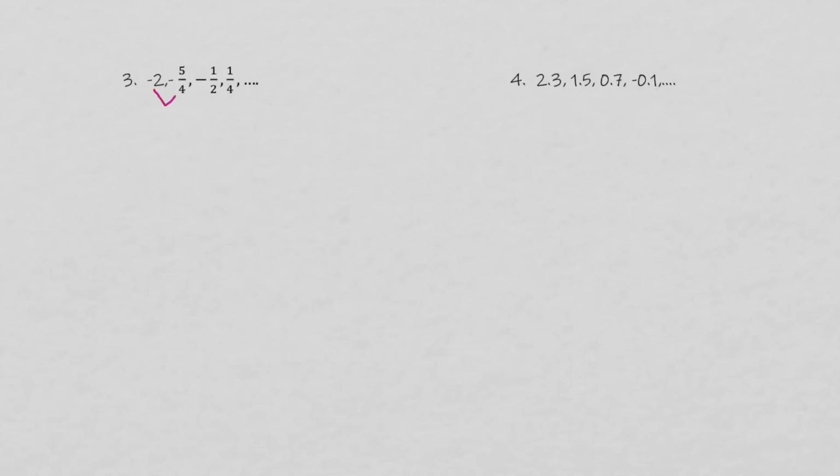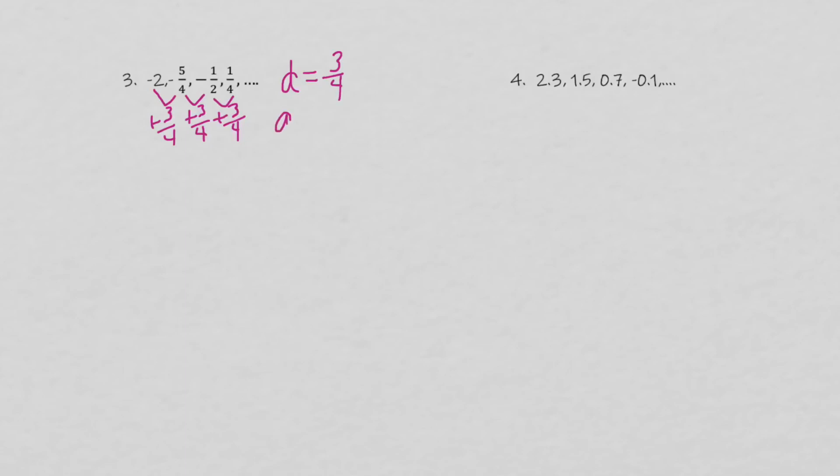So I would do negative 5.4 minus negative 2. And I'm going to notice that this is going to go up by 3.4. So you usually subtract the second term minus the first term. So the one behind minus the one in front of it. So if I took negative 1/2 minus 5/4, I would notice that it goes up by 3/4. 1/4 minus negative 1/2 goes up by 3/4. So I know my common difference, it's arithmetic, my common difference is 3/4.